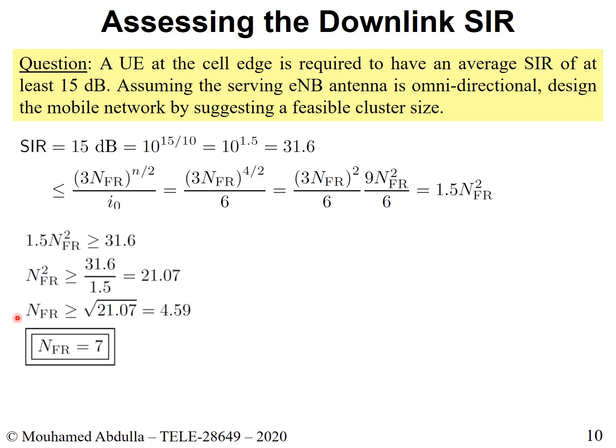And if we do some analysis, we can simply rewrite that 1.5 N FR squared is greater or equal to 31.6, we could divide by 1.5. So we bring it on this side, we get 21.07, and then we take the square root, and then we'll figure out that the NFR, the cluster size, should be greater or equal to 4.59. However, we saw that the valid sizes of the clusters are 1, 3, 4, and 7, right? There are others as well beyond 7, but these are the ones that are practical. So if we want an NFR greater than 4.59, this basically means that we have no choice but to use 7. This is the next one that is valid that can be used.